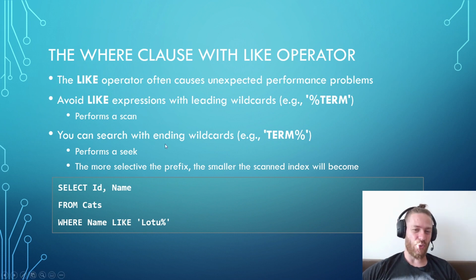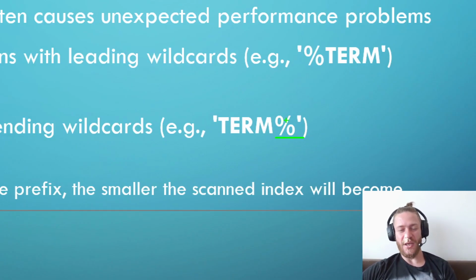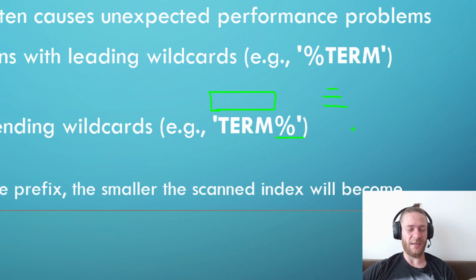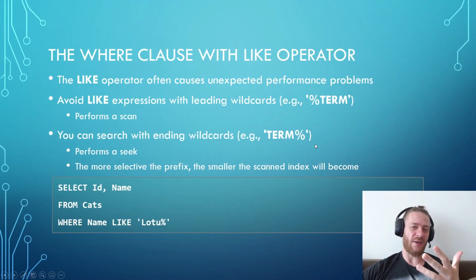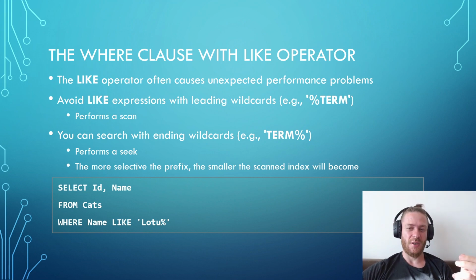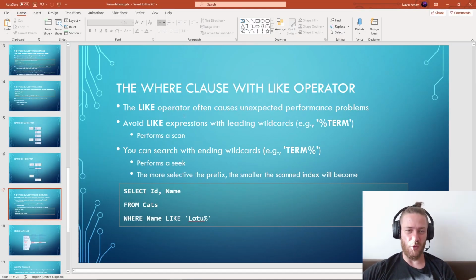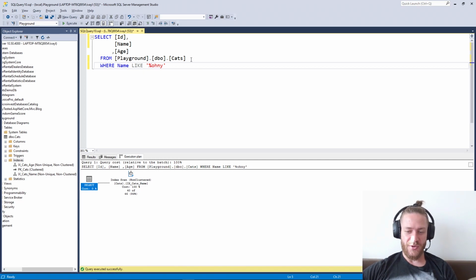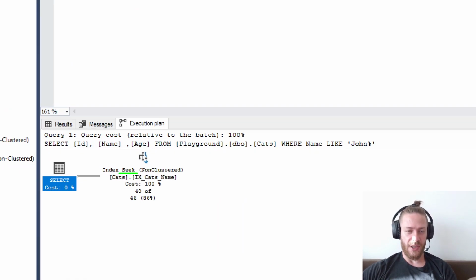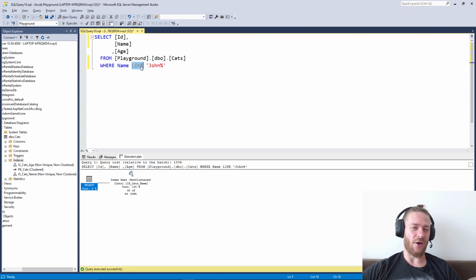But you can search with ending wildcards. The ending wildcard is a better one because the index seek will perform the search for each term, and it will be easier for the B-tree to find all the values. It doesn't need to perform the full scan. So never use leading wildcards, or at least be careful. We can see that it's a seek now. Be careful with the LIKE operator.